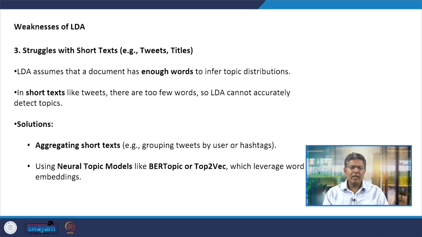And the next weakness of LDA is that it struggles with short text, like tweets and titles. LDA assumes that a document has enough words to infer the topic distribution. In short text, it does not work. There are too few words, so it cannot accurately detect the topics. So, what is the solution for that? You aggregate short text, you try to compile them. For example, grouping tweets by user or hashtags, or using neural network topic models like BERTopic or Top2Vec, which leverage word embeddings. By these methods you can cover up the weaknesses, okay.